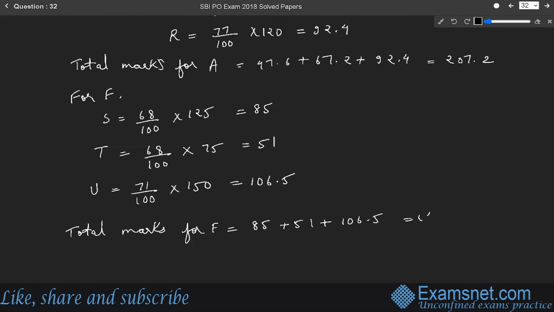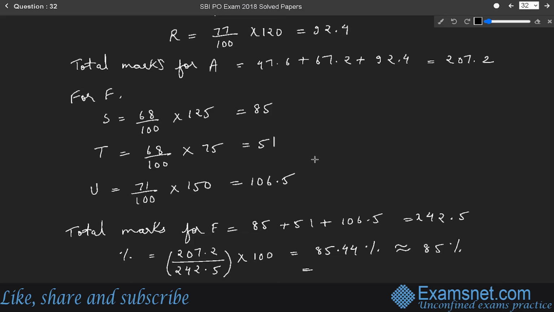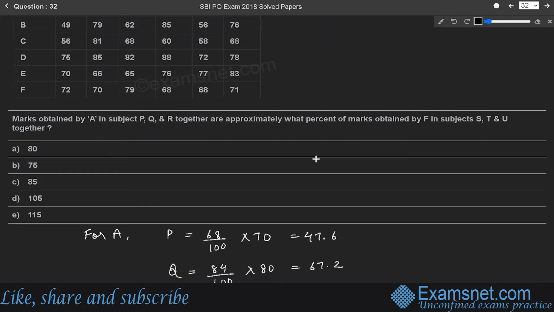So it will be equal to 242.5. Now we have to find the required percentage. So required percentage will be equal to 207.2 divided by 242.5 into 100. So it will be equal to 85.44 percent, which will be approximately equal to 85%. So we can say that the correct option for this question is option number C, which is 85.